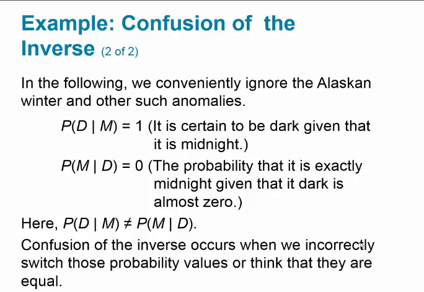The probability of M given D is almost 0. The probability that it is exactly midnight given that it is dark is almost 0. So here, of course, these two are not equal to each other. The confusion of the inverse occurs when we incorrectly switch these probability values and think that they're the same.